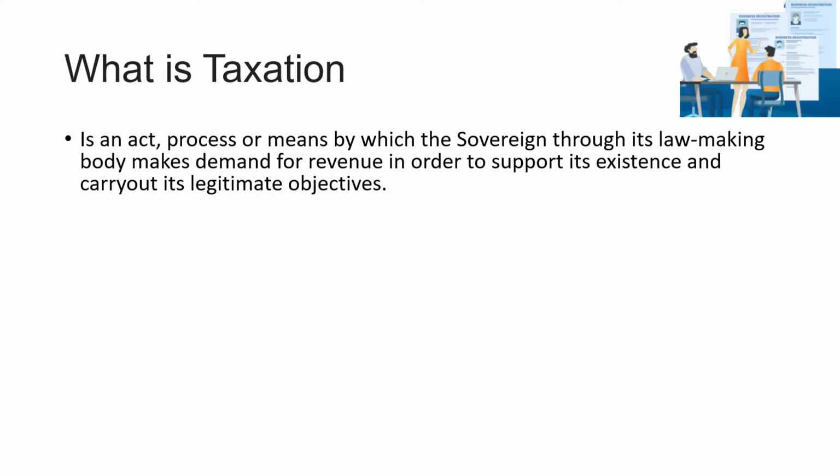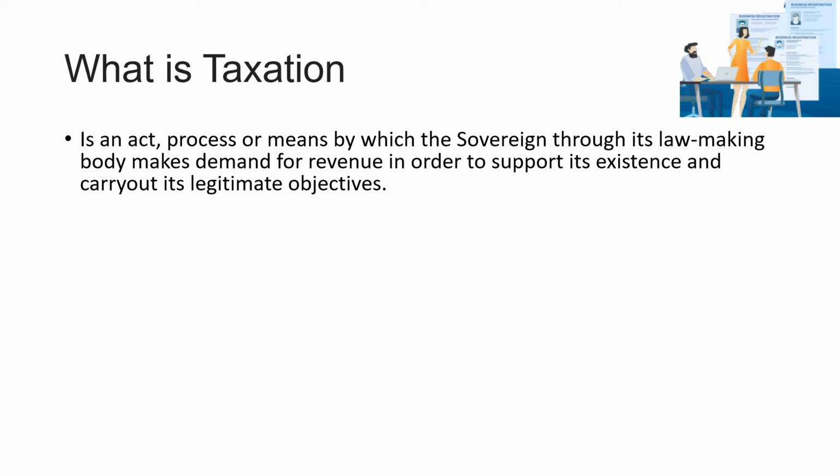But the demands for revenue, meaning that they impose taxes or impose collection from all our earnings. Take note, all our earnings. So meaning, whether it's legal or illegal, it's taxable, to support its existence and carry out the legitimate objective. Why do we need to pay tax? It's because we support the government. Since the government is protecting us, and they need to defray their expenses, as citizens, we pay for them and to carry out its legitimate objective.